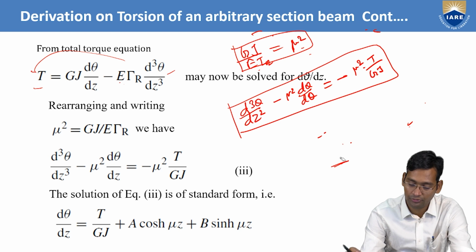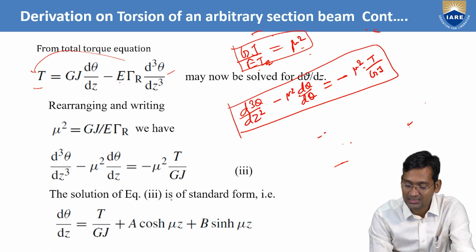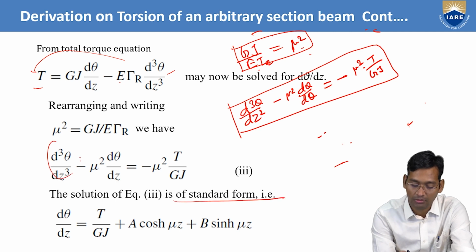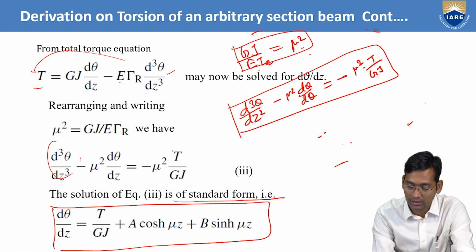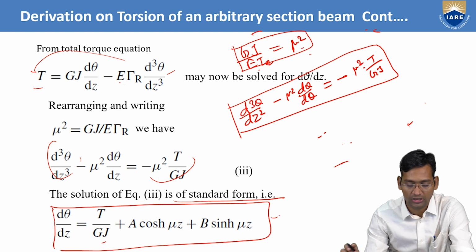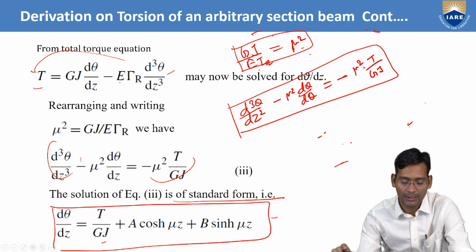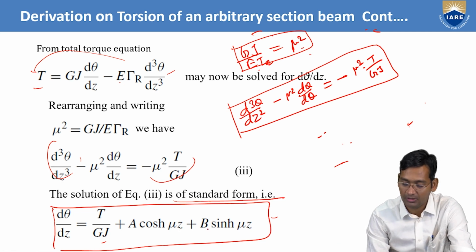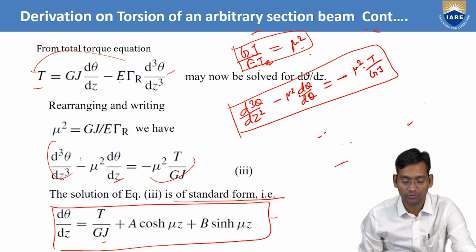It is a third-order equation, so the solution is of a standard form, depending on the highest power. Here a constant is there, so that term will be added; either you can add it here or on this side, that is not the issue. So d theta by dz is equals to T by GJ plus A cosh mu z plus B sinh mu z, because we are finding in terms of z.